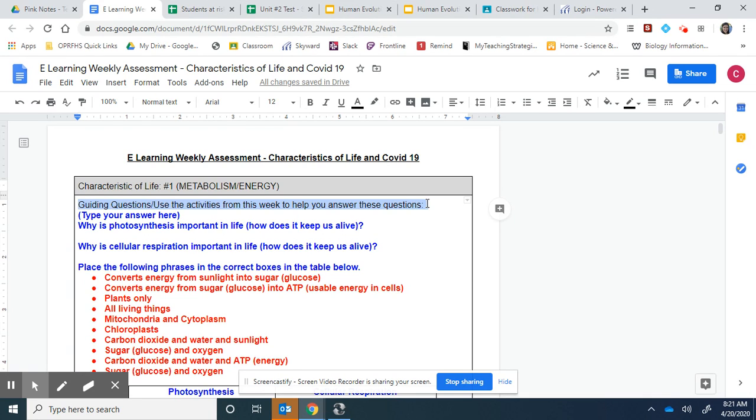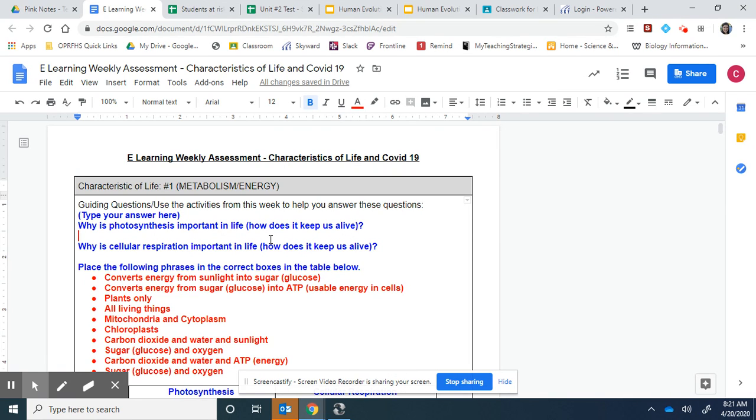Okay. Question number 1 is, why is photosynthesis important in life and how does it keep us alive? So I have to go back to my photosynthesis assignment and think about, well, why do we care? Why do we care that plants are going through photosynthesis? I'm going to think about that and provide an answer. This answer you're going to type right here, okay?